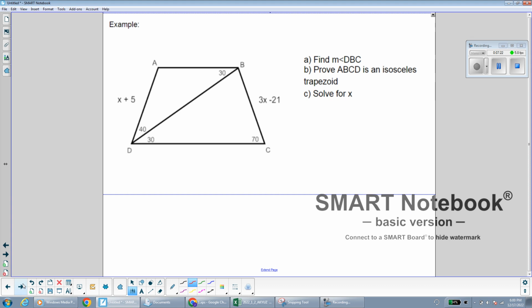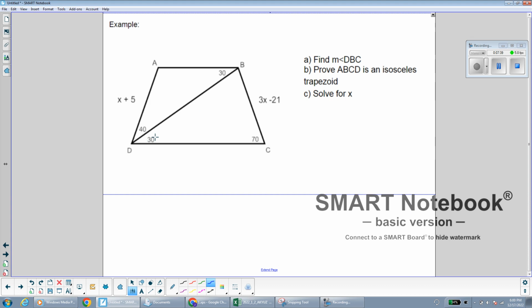Here we have an example, and the first part of the question is asking us to find the measurement of angle DBC. So that's this angle over here. I don't know anything about this quadrilateral. Nothing else is given to us except some of the measurements marked in the diagram.